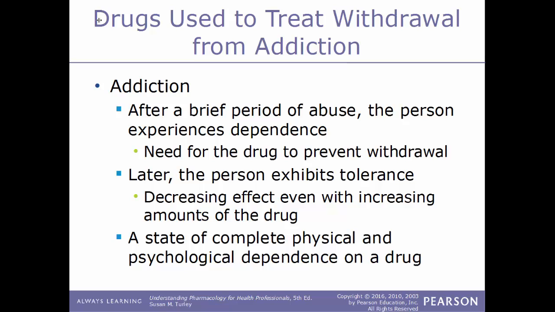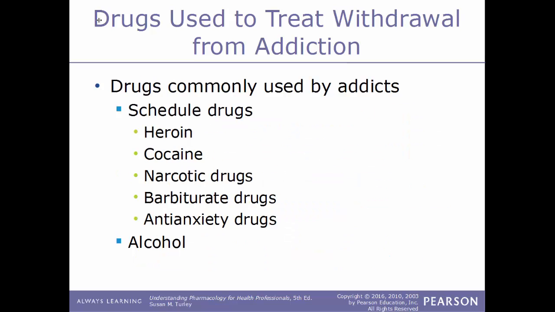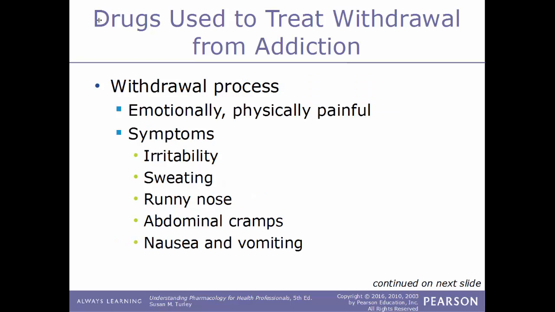And later on, the person will exhibit tolerance. There will be a decreasing effect of that chemical or of that drug, even when the person increases the amount of the drug that they take. So this becomes a state of complete physical and psychological dependence on the drug. Now, some drugs are commonly used by addicts. Some examples of scheduled drugs that are abused: heroin, cocaine, narcotics, barbiturates, anti-anxiety drugs. Another drug that's commonly used by addicts is alcohol. When it comes to the withdrawal process, this is an emotional and very physically painful experience.